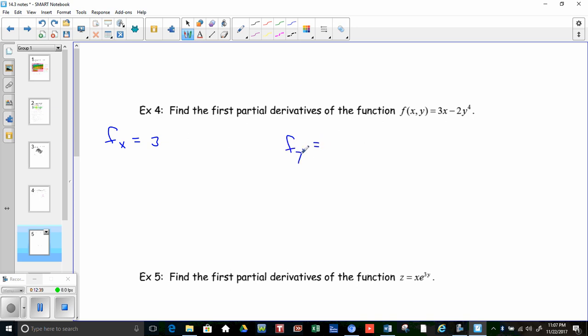So the partial with respect to x is 3. Partial with respect to y. Now the 3x is constant, so just take the derivative of this part, because the constant goes to 0, and that's going to be, bring the 4 down, it's going to be negative 8y. Okay, pretty simple to do a partial derivative for the most part.